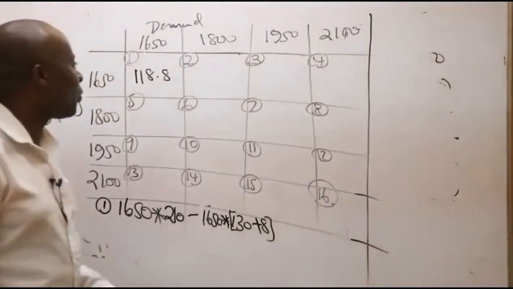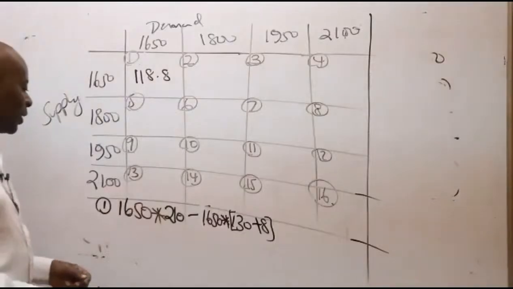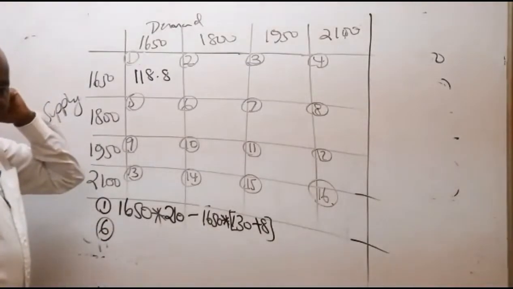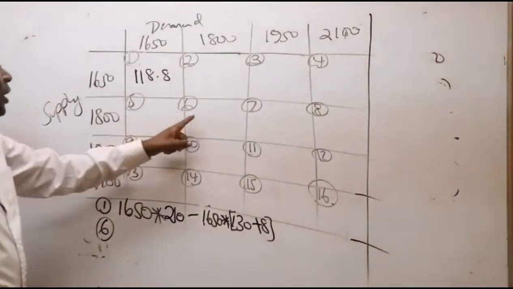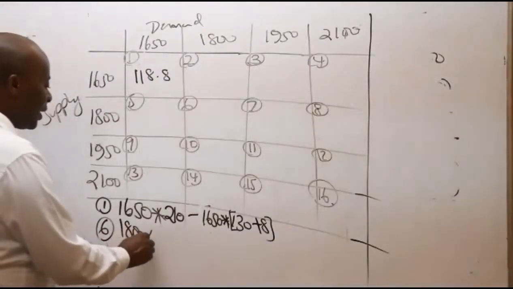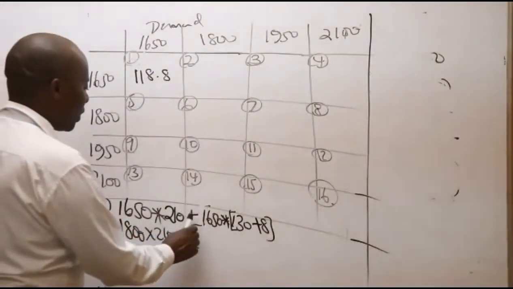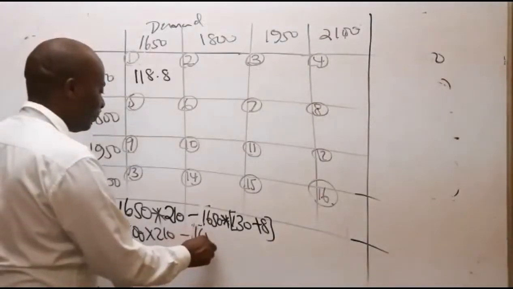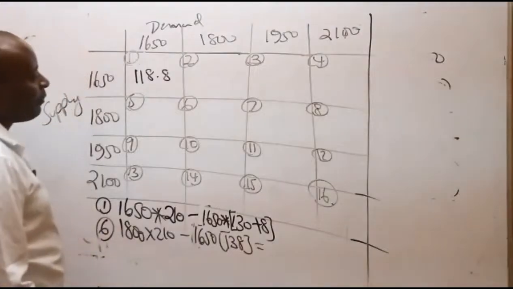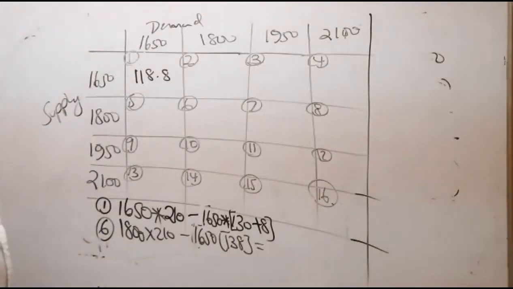Let us go first of all for the perfect matches. So perfect matches, let's go to number 6. Perfect matches number 6, I can see it's 1800 vis-a-vis 1800. So here I'll have 1800 times 210 minus 1650 into 138. Can somebody give me these perfect matches? Number 6, what do we have there, somebody? Number 6, perfect matches, so that I can get them out of my way. I would want to keep them out of my way.